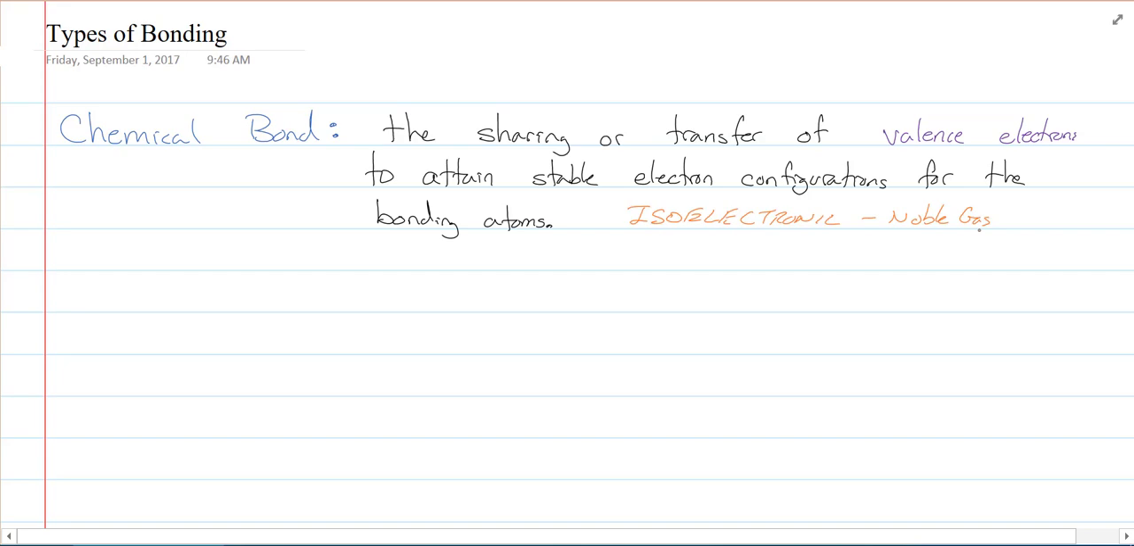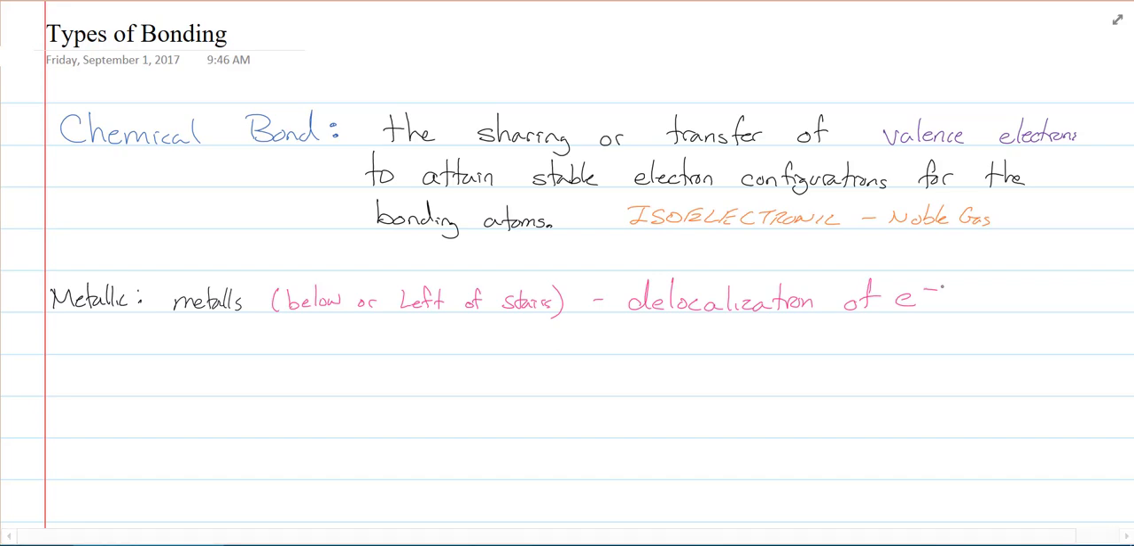So what are the types of bonding? Well, the one we will not do is metallic. And these are metals, which would mean they are below or left of the stairs. And they have what we call a delocalization of the electrons. So the electrons are not necessarily per metal. It's kind of an electron sea, so to speak.